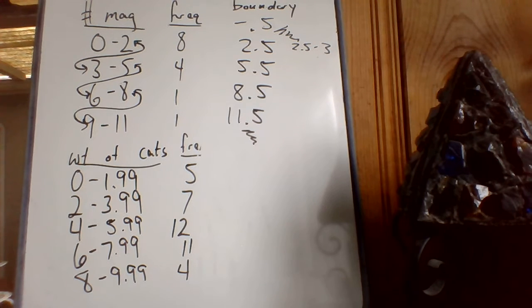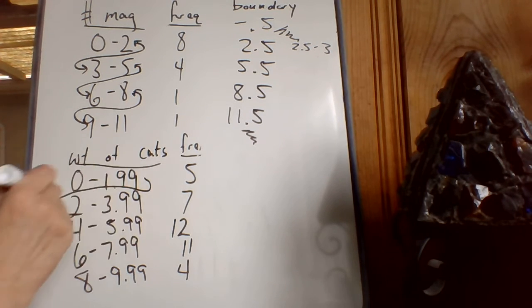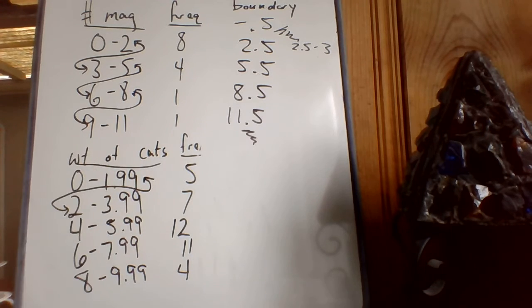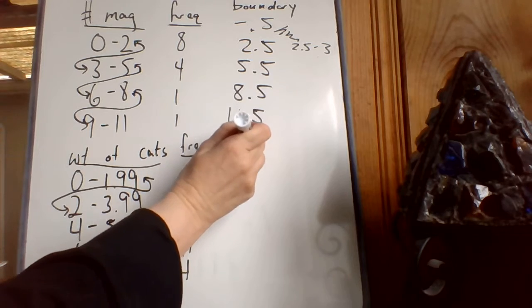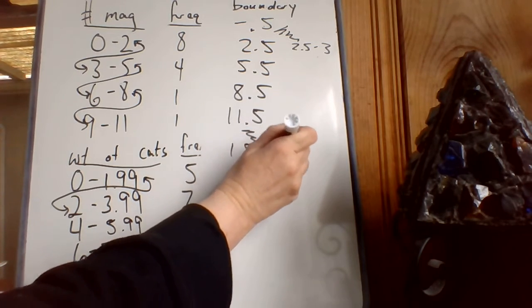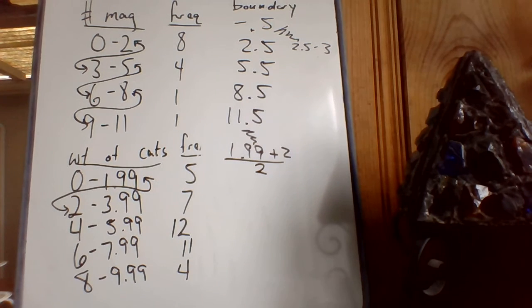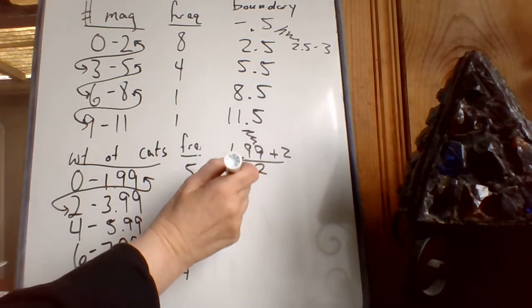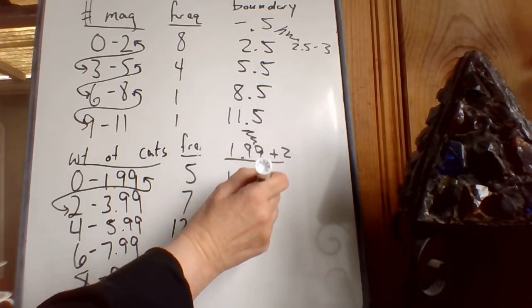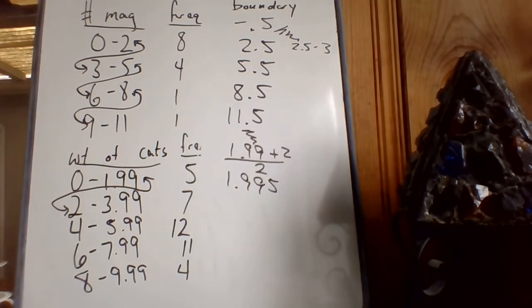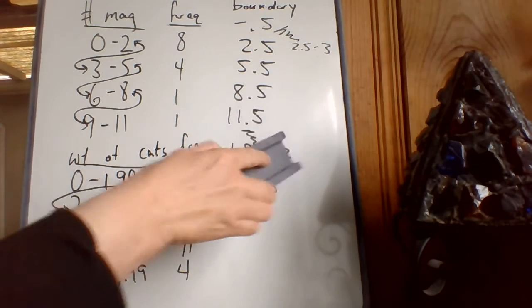All right, so I need boundaries down here. The point halfway between 1.99 and 2. Oh, yeah, I better do a calculation on that one. 1.99 plus 2 divided by 2. So that's like 3.99 divided by 2, and that's 1.995. Yes, 1.995 is, in fact, in between 1.99 and 2, so that's a good sign.